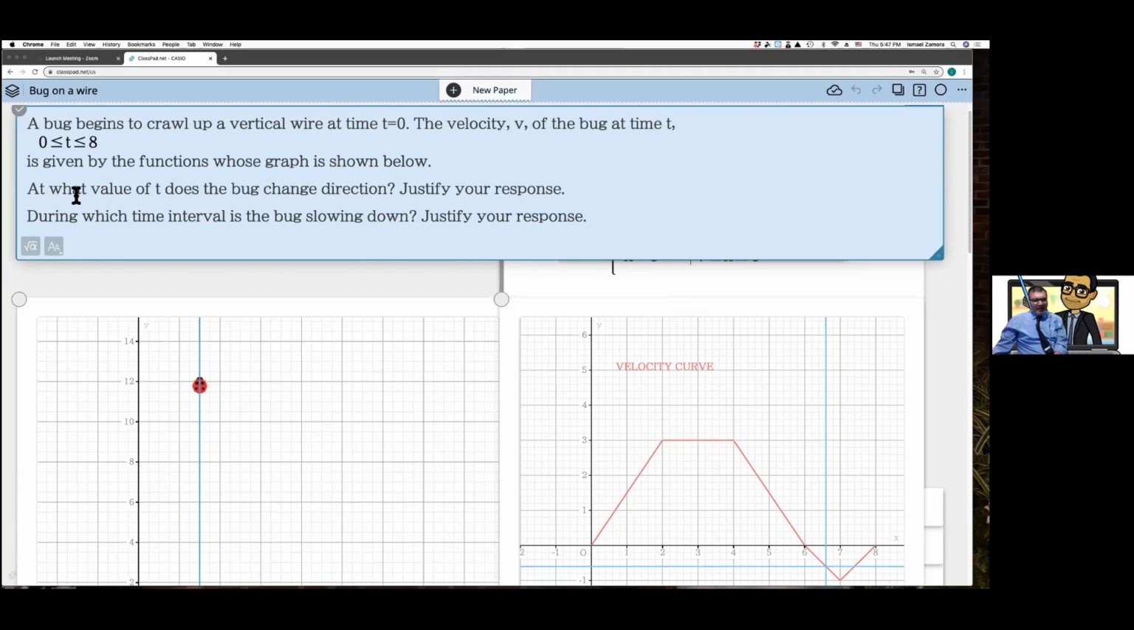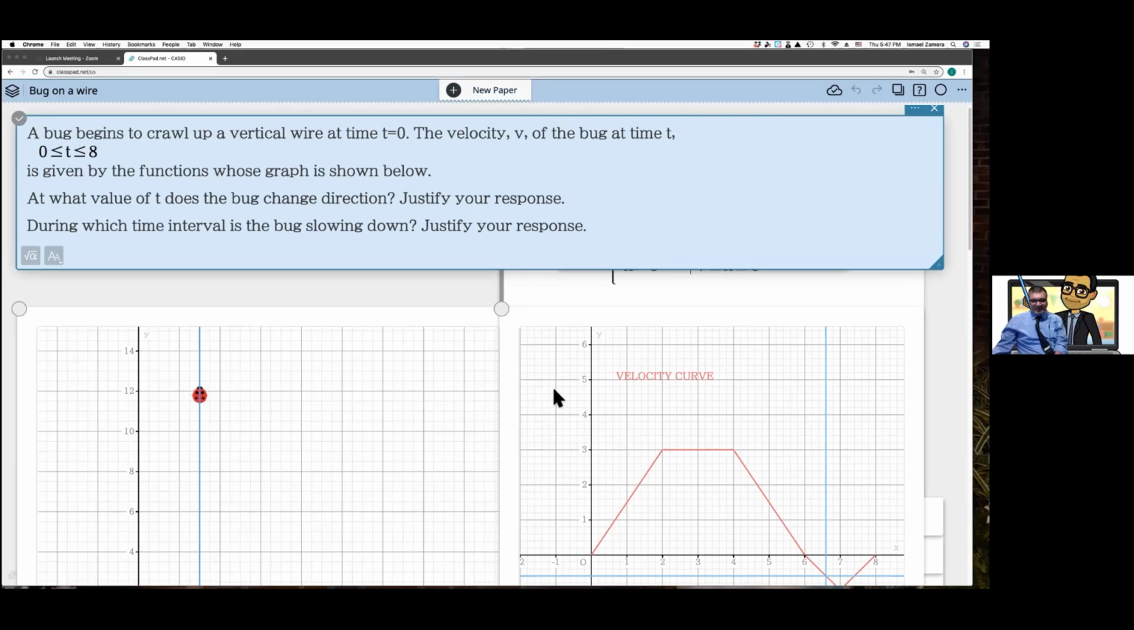And it wants to know at what value of t does the bug change direction. Kids will look at this velocity graph, and I don't care how many times you say it, they will say it changes when there's a little change in the curve direction. So when the line goes flat, oh, there's a change there, and then it changes direction here, changes direction down here. They're getting confused with velocity, which is the speed of the bug, and the position of the bug. So we've got to marry the two together.